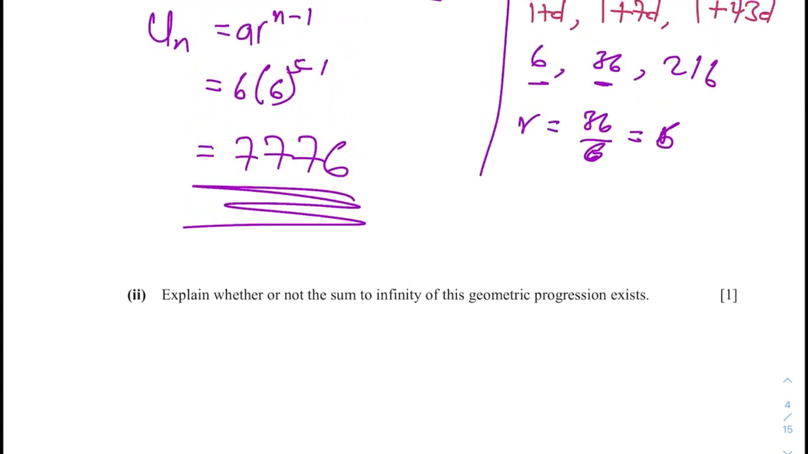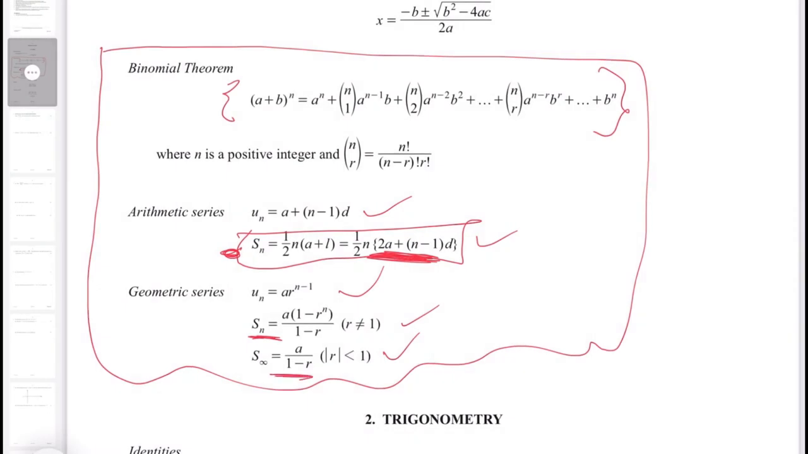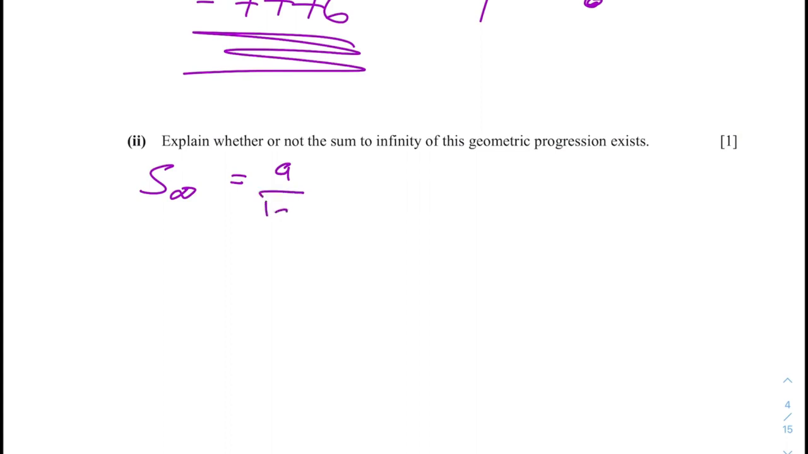Okay. The next thing that they want us to do is to explain whether or not the sum to infinity of this progression exists. Okay. So we need to give a very valid explanation. The sum to infinity formula is, let's go for the formula. The formula will help us to explain it well. This is the sum to infinity. All right, so that formula says a over 1 minus r, given that the absolute value of r is less than 1. Okay.